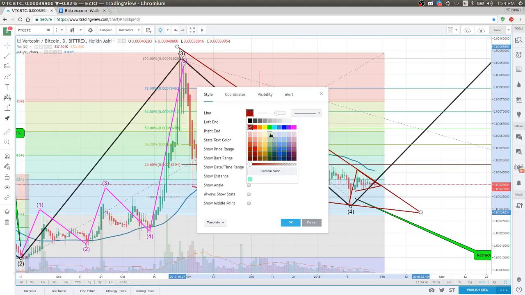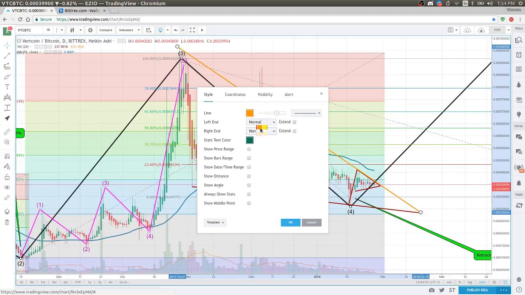What color should I do? Green? Nah. Orange. Pink.